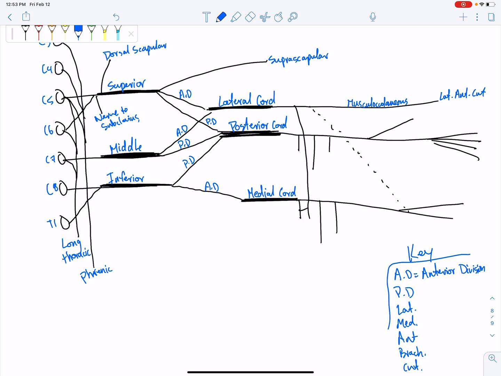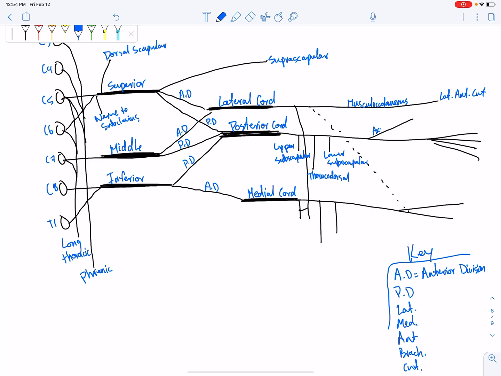C7/posterior cord. So this guy is going to be the upper subscapular. This is thoracodorsal. And this one is the lower, that's a B, subscapular. Okay.